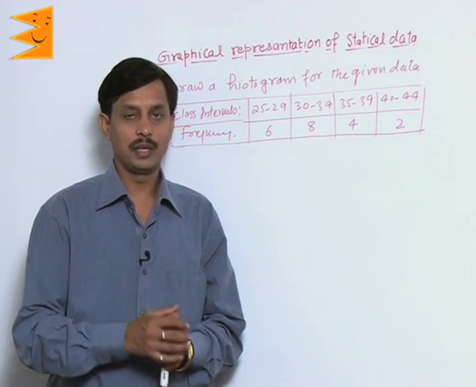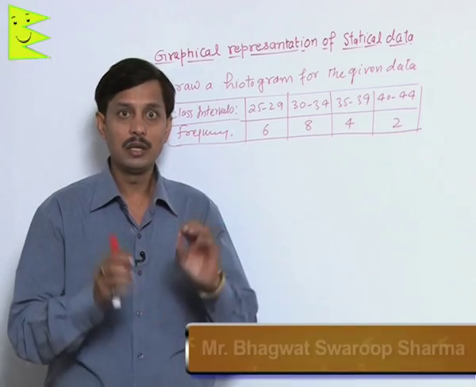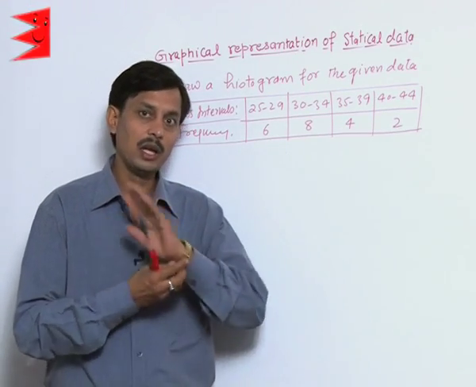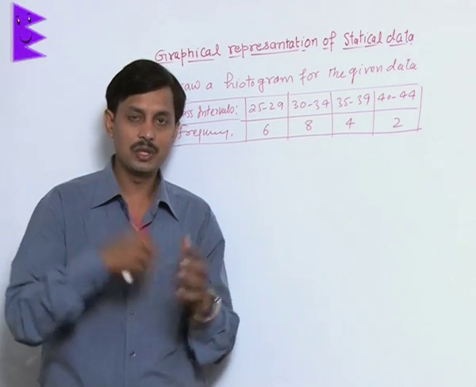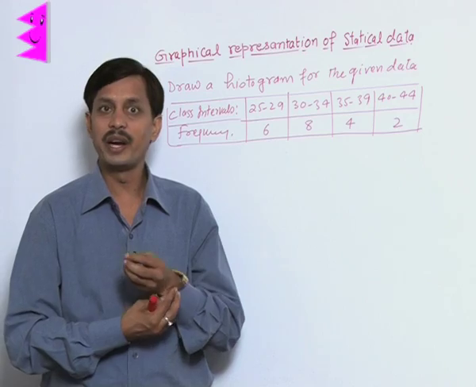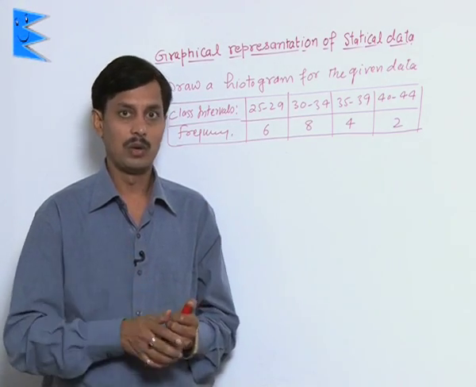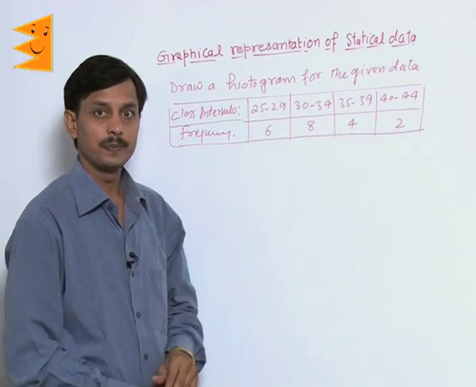Now I am taking an example where the data is inclusive or discontinuous. Another name for inclusive data is discontinuous. If in such a case you are required to produce the histogram, how? Draw a histogram for the given data.